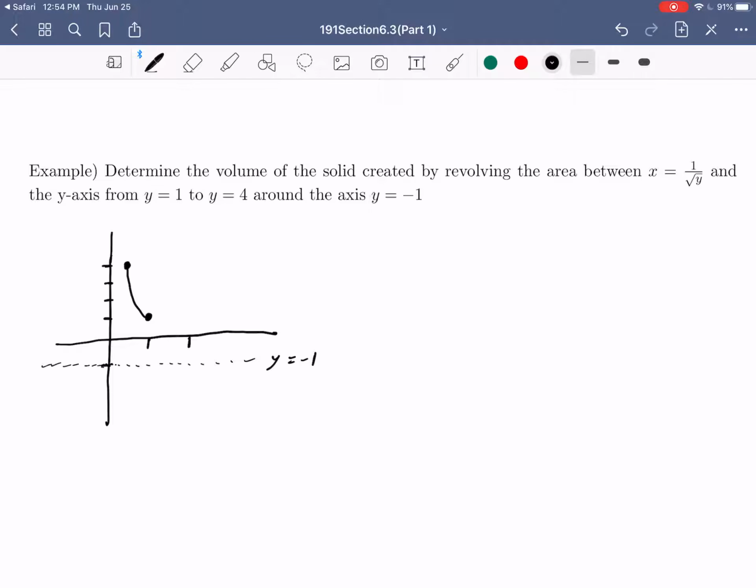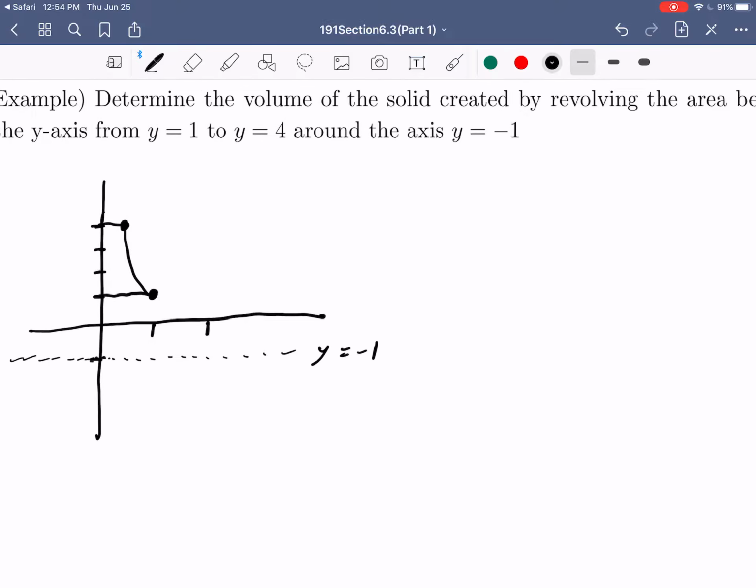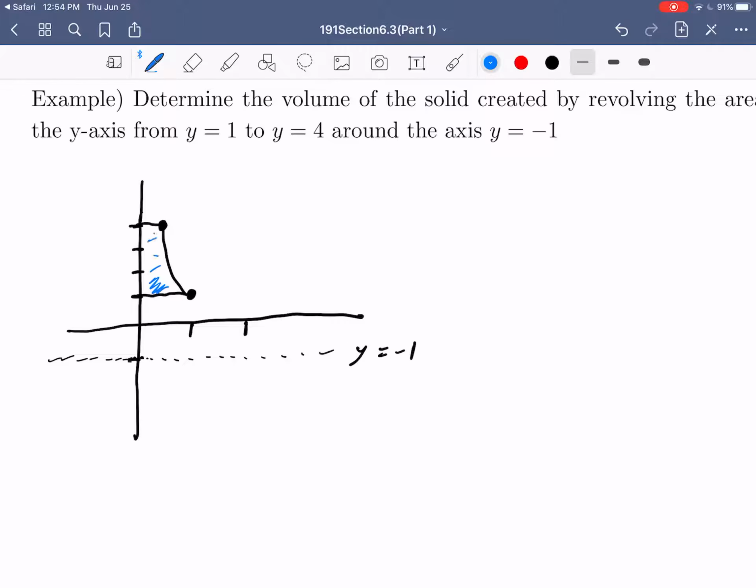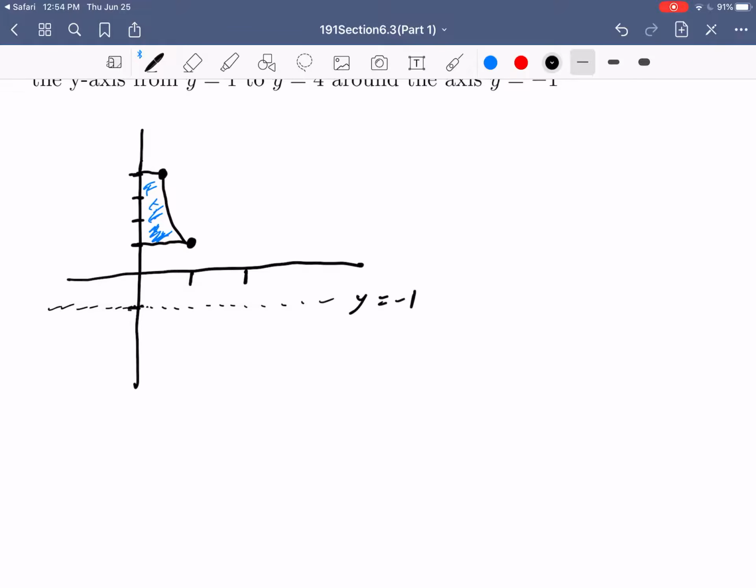What region are we talking about? It's tempting to fill this in below, but remember we're actually working from y equals 1 to y equals 4. So we're actually working this way with the y-axis. So we have that region. If we zoom in a little bit further, our actual region that's being revolved is this stuff here.